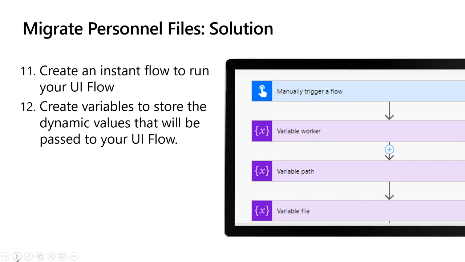flow. Then they created 3 variables. So a variable for the worker, a variable for the path, and a variable for the file. The next step in your flow is going to be one of 2 things. In their example, and I didn't include a screenshot because it has a lot of their specific SharePoint information, but I'll show you an example in my demo.